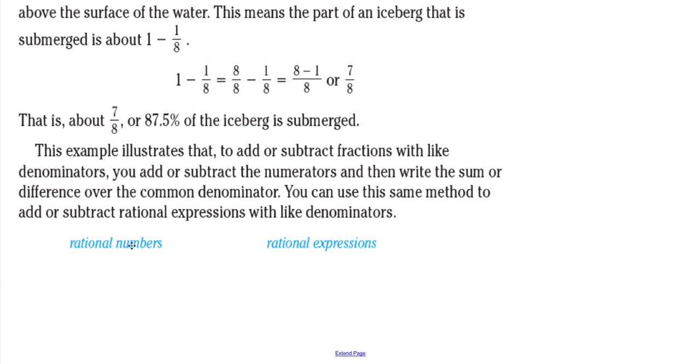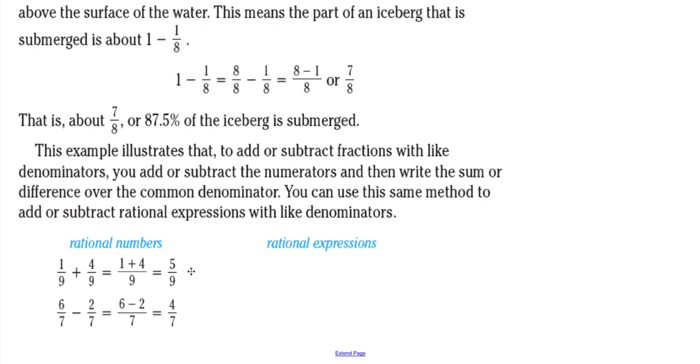Okay, so with rational numbers, if you have 1/9 plus 4/9, that's equal to 1 plus 4 all over 9. So you're simply adding the numerators, which gives you 5 over 9. In the same manner, when you're subtracting rational numbers, 6 over 7 minus 2 over 7 is the same as 6 minus 2 all over 7, or 4 over 7.